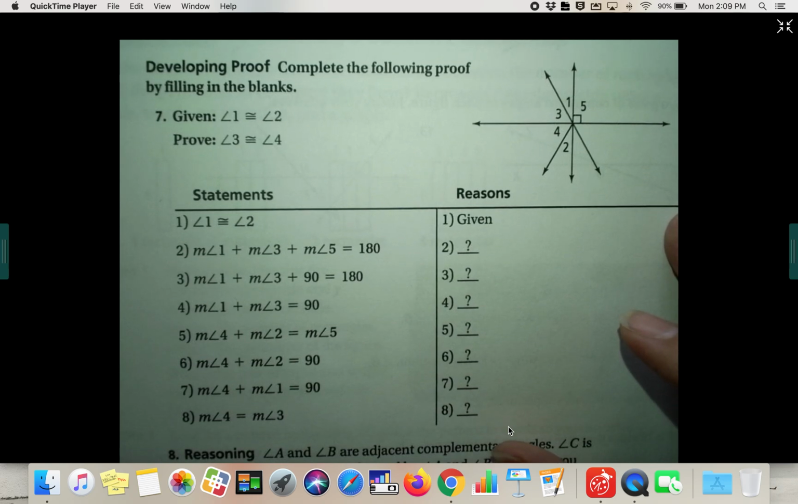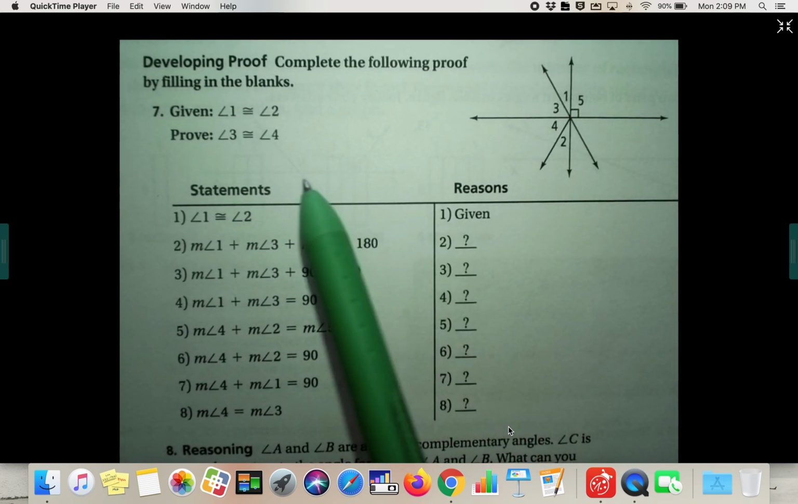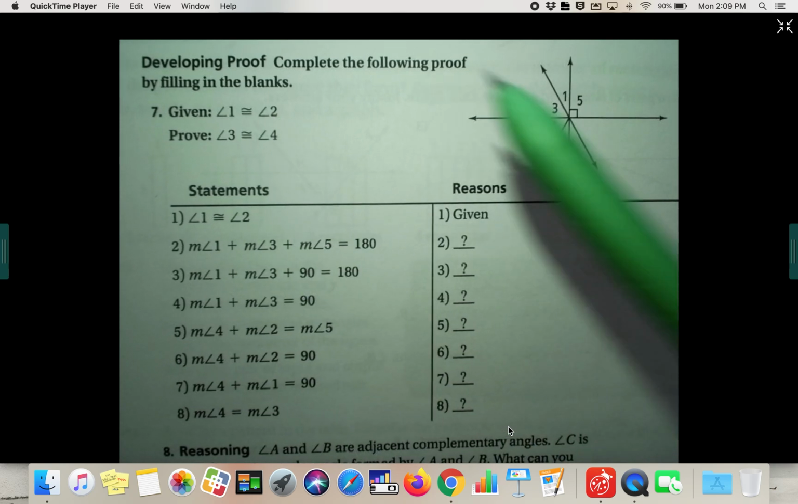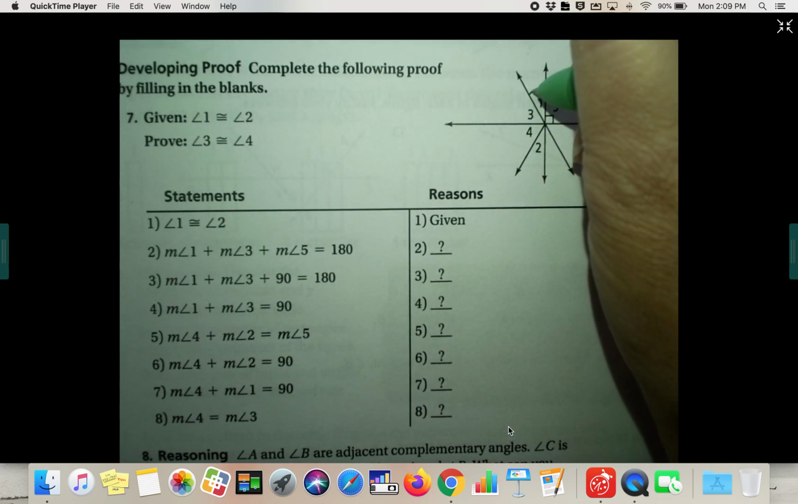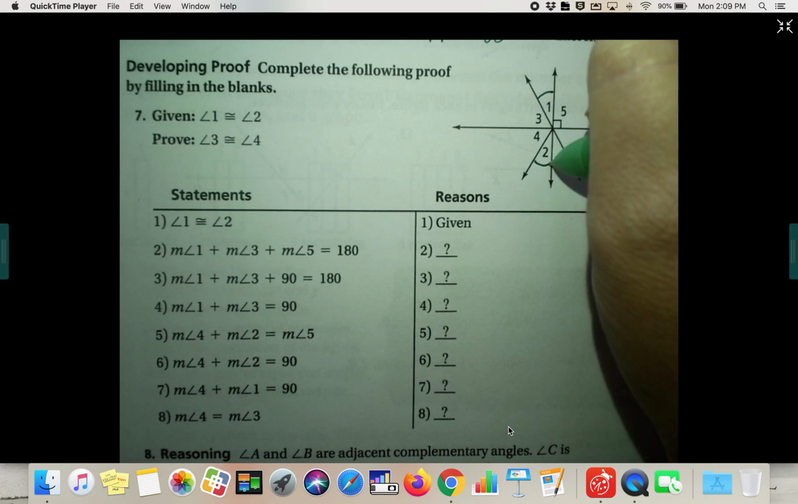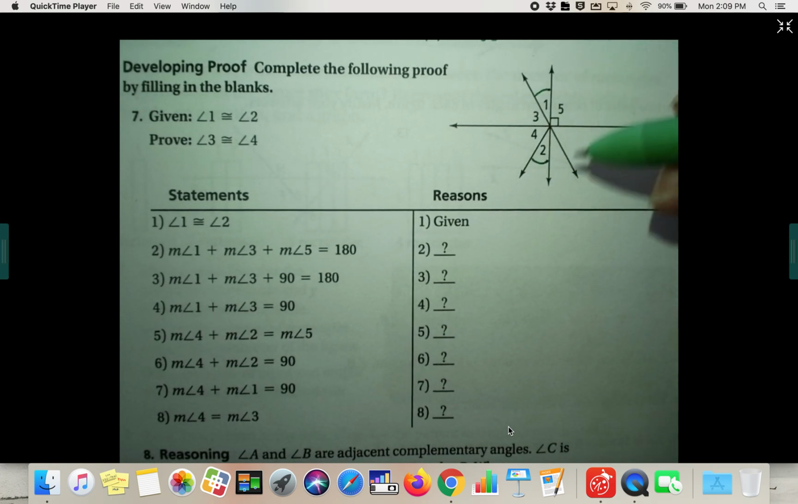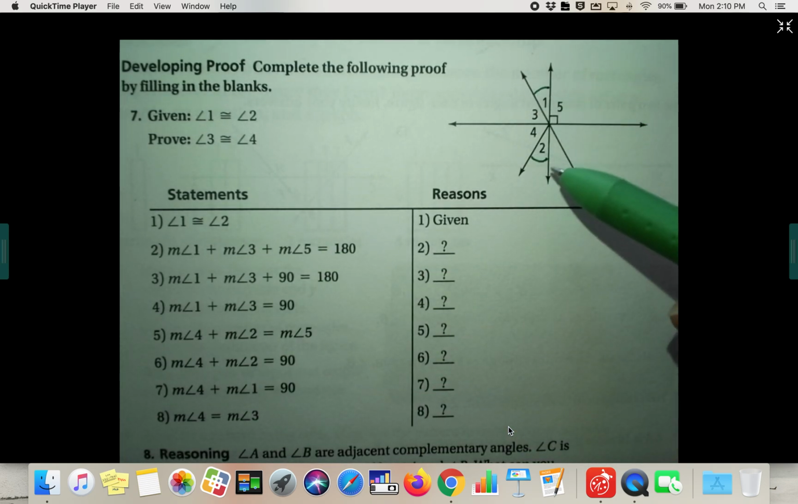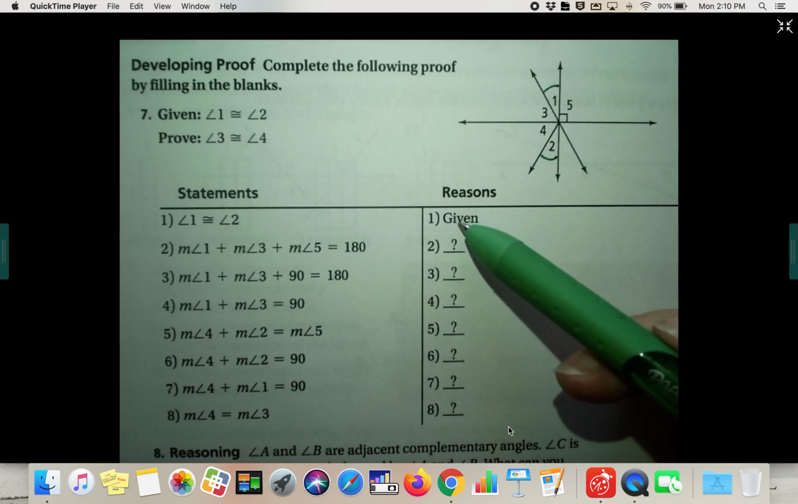All right, let's then go down and do a proof. You're given that angle 1 is congruent to angle 2. I would start by making little arcs on angle 1 and angle 2, because the more you mark up this diagram, the more it's going to help you figure out how to get from 1 to 8. So these two are congruent. Angle 1 is congruent to angle 2, that's given.